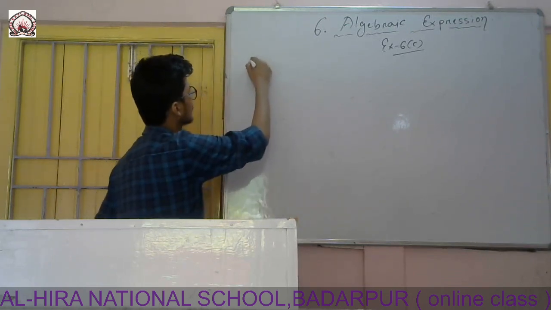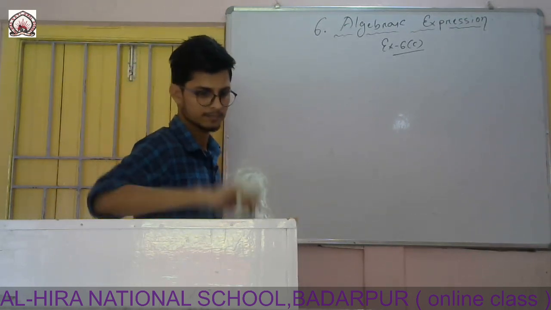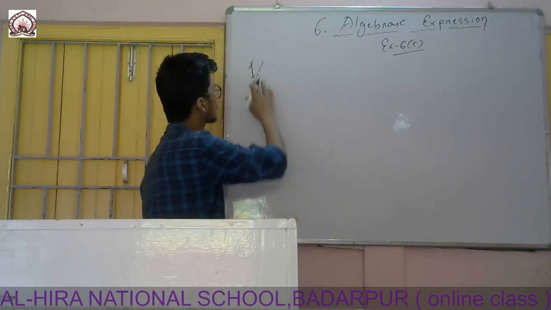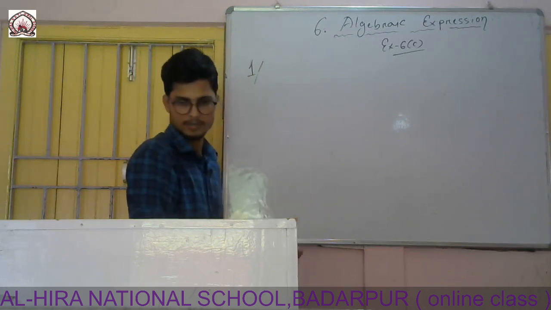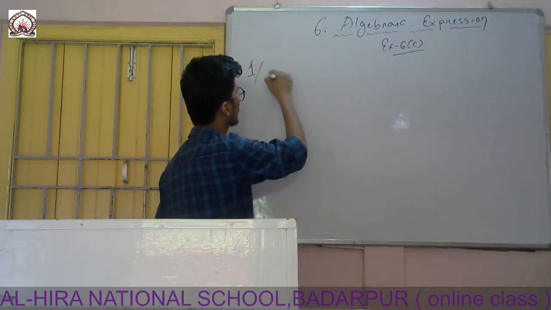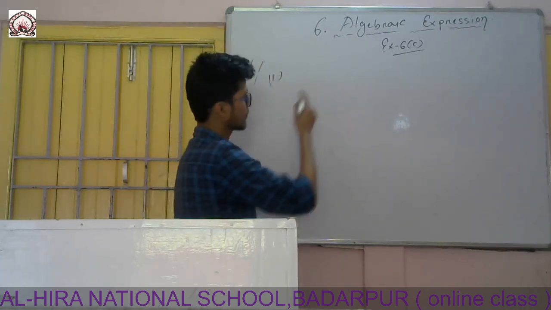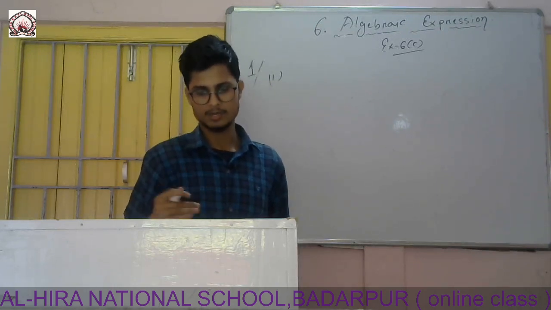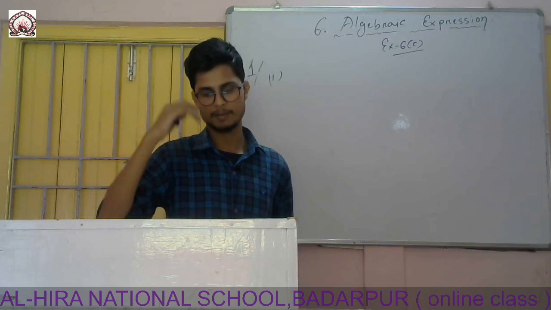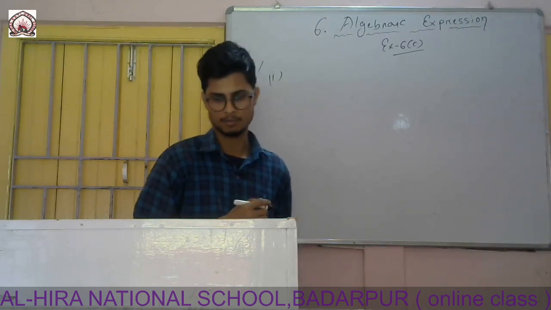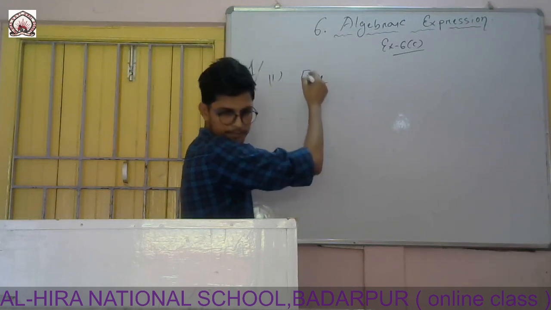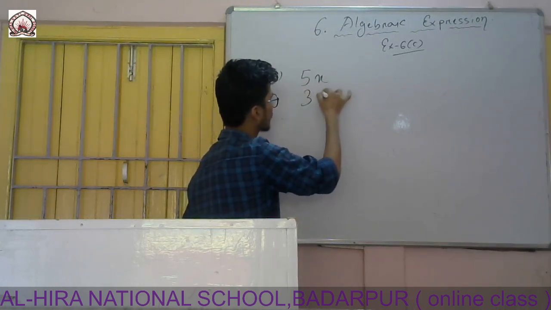Question number 1, Roman 1. So look at the question. Subtract the lower term from the upper term. So how do you do subtraction? Normally, from the upper term you have to subtract the lower one. So you write the question. It is 5x and 3x.